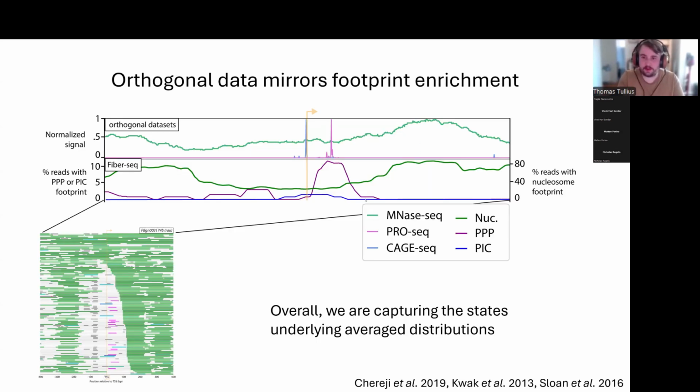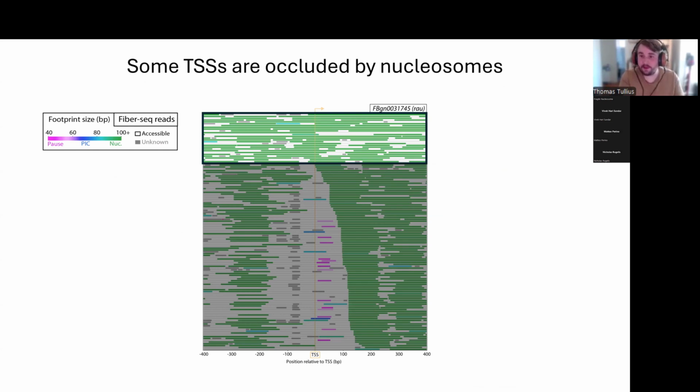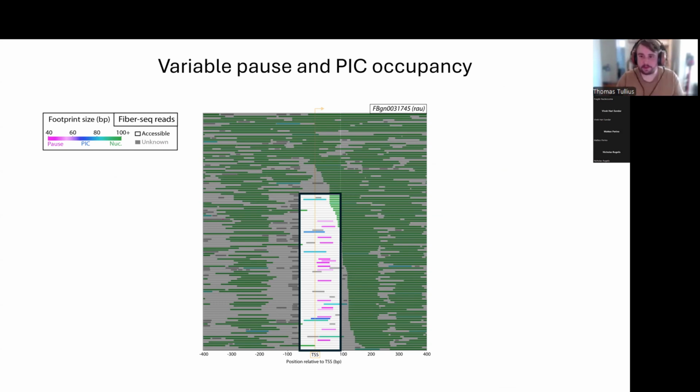Speaking of this orthogonal data, if you just add up the distribution of these footprints, like the nucleosomes, the promoter proximal pause in purple, or the pre-initiation complexes in blue, they line up really nicely with orthogonal short read approaches. So the MNase-seq really tracks with nucleosomes, PRO-seq really tracks beautifully with the pause, and CAGE-seq really tracks well with the pre-initiation complex. But we're able to see the states underlying these distributions. So for example, we can observe which fibers actually had an accessible promoter versus an inaccessible promoter. We can look at which reads have a promoter proximal pause, where the pause is, where the pre-initiation complex is.